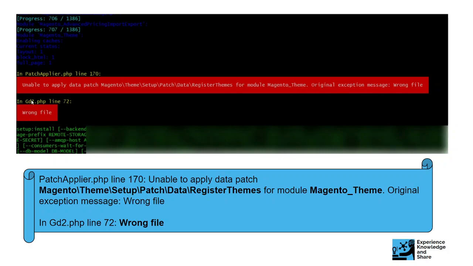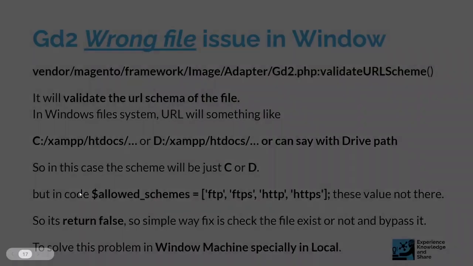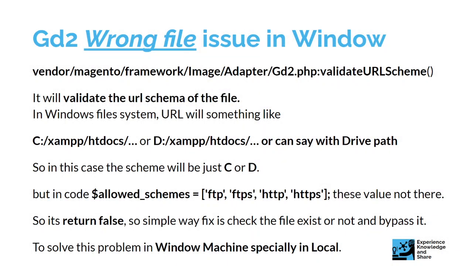Okay, so it came under gd2.php at line number 72. This error occurs, so what are the consequences on Windows, and why can it happen? What is actually the Gd2 wrong file issue in Windows? When you open that particular file or class, you can see the validate URL schema function. This function is validating the URL schema of whatever files we are passing.